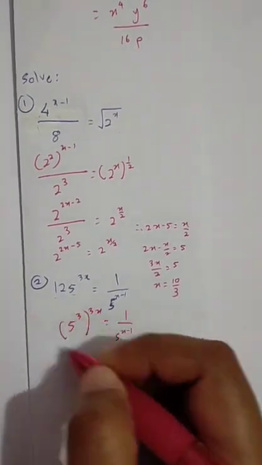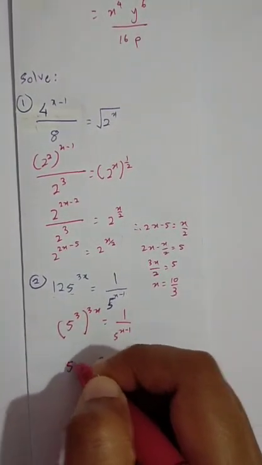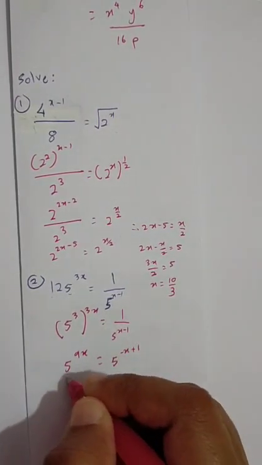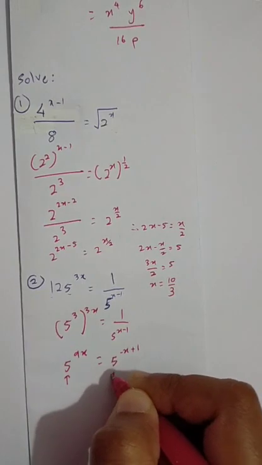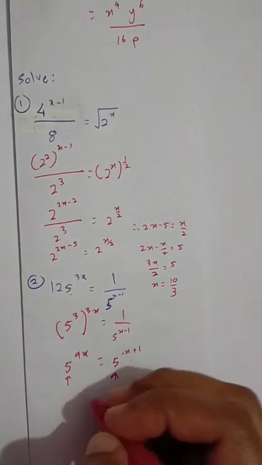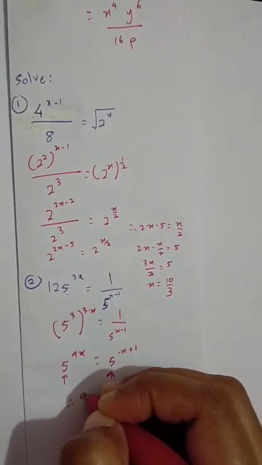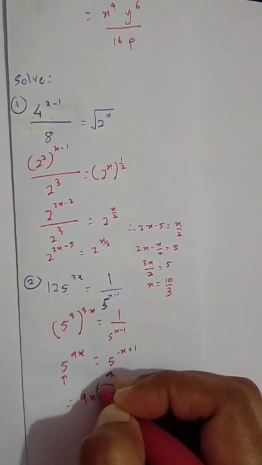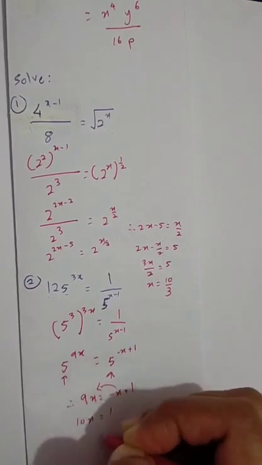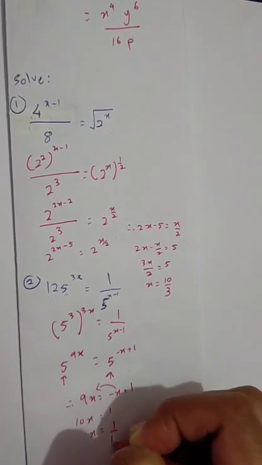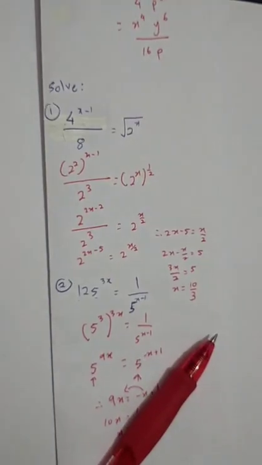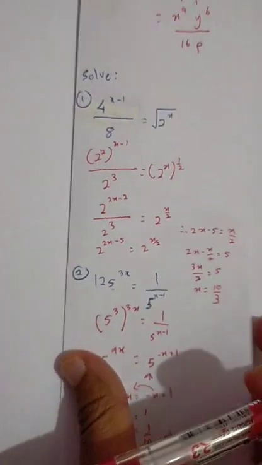So for this one, you will get 5 power of 9x. Then we have single indices, then only we can compare. So therefore 9x is equal to negative x plus 1. Bring this x to this side, it will be 10x is equal to 1. x is equal to 1 over 10. So you get the answer. Okay, question number 3.